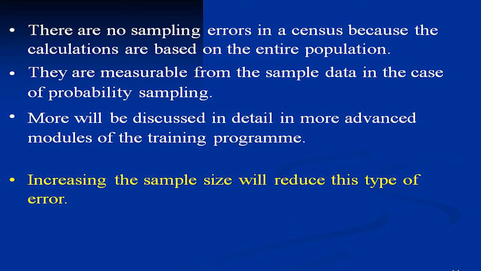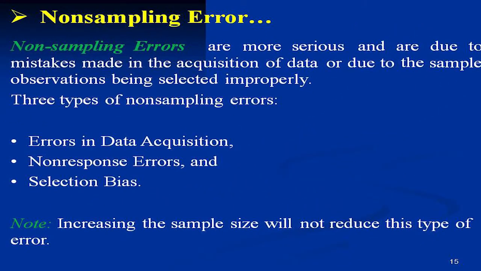One thing we have to remember is that an increase in sample size will definitely reduce sampling errors. So, choosing an appropriate sample size is very, very important. Then there are different non-sampling errors. So, why do these non-sampling errors occur in sampling? They occur because of errors in data acquisition, non-response errors and selection bias.